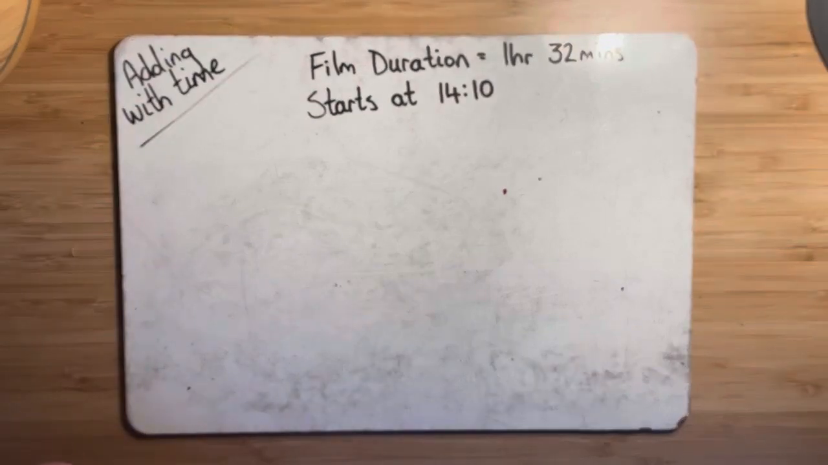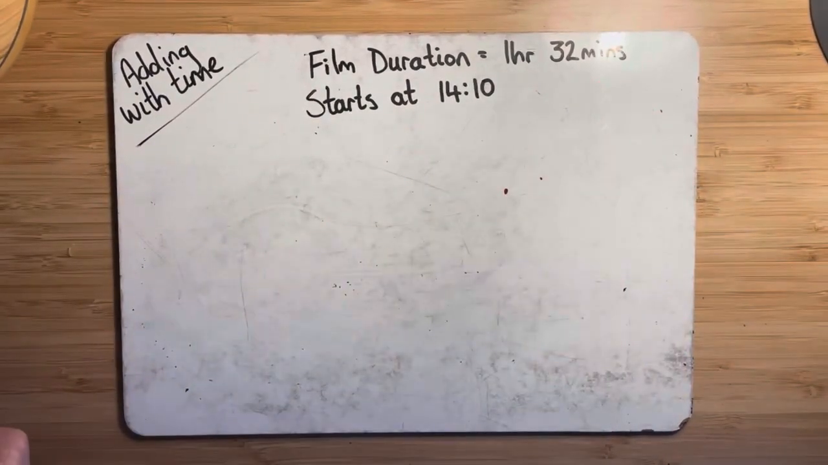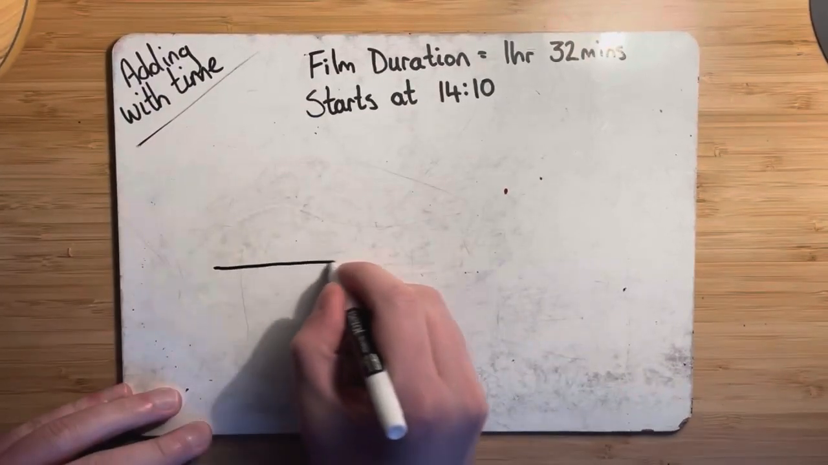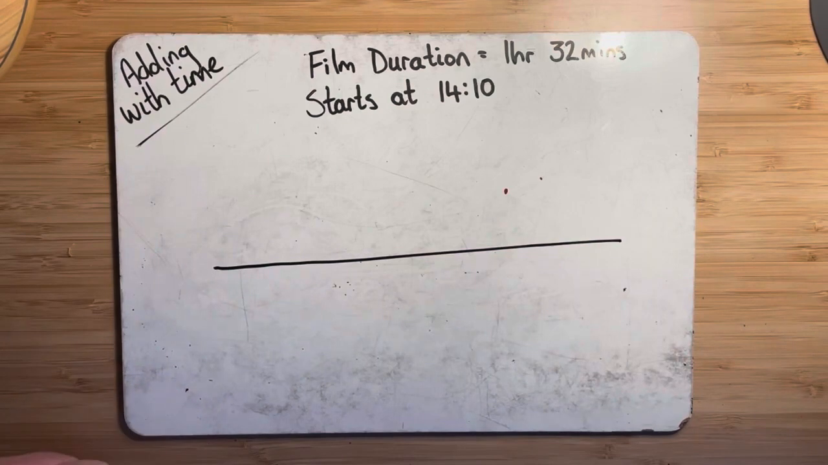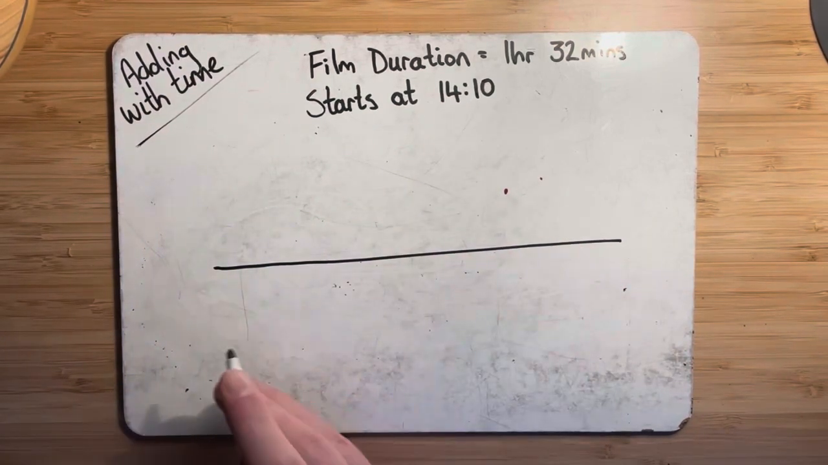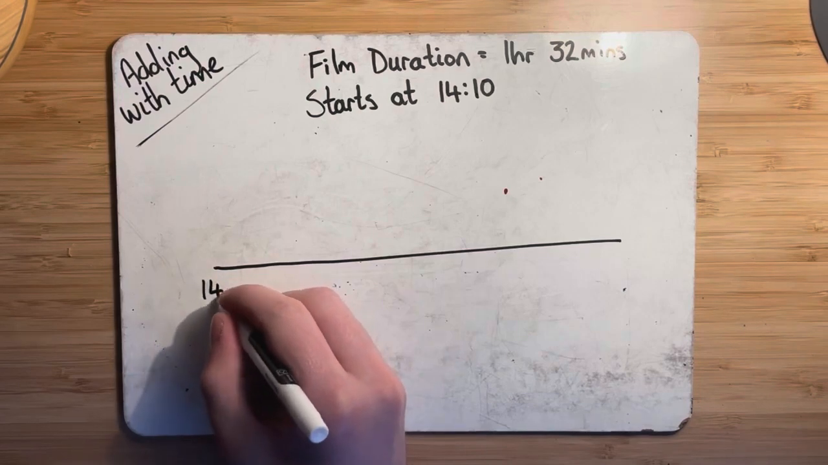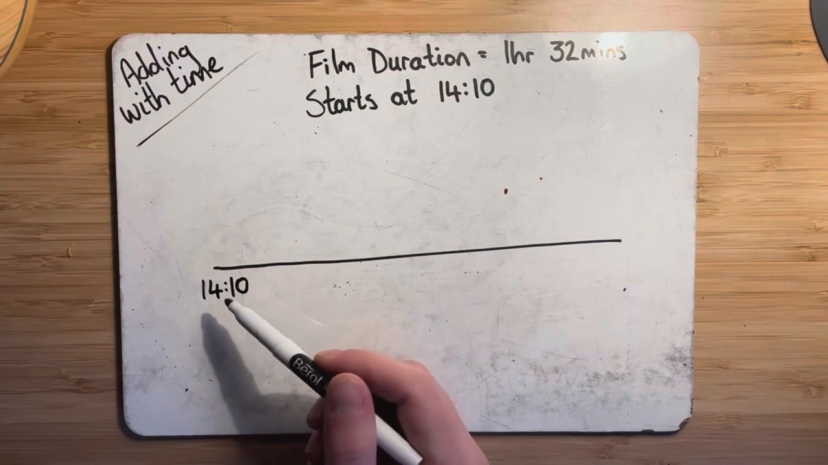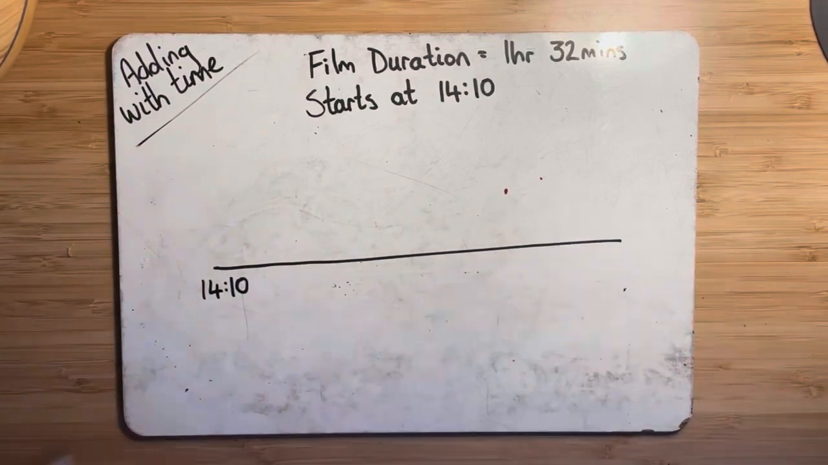Now one way we could do it is we could try and hold all these numbers in our heads and do it that way, but you might prefer to use a number line. You know how much I love a number line, so let's try that today. So first thing we need to do is put the start time in below the number line. Because it starts at 14:10, we'll put that down here, and because we're adding on, it goes from this side, goes to the left hand side, and we add on going this direction.